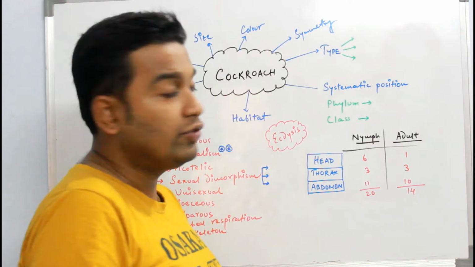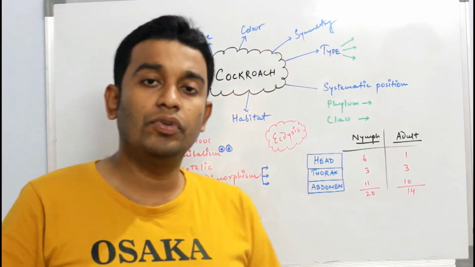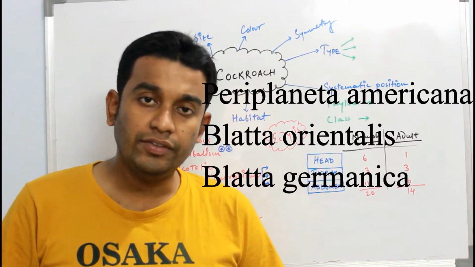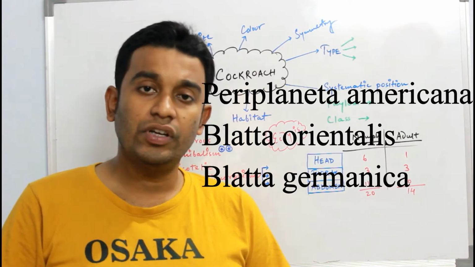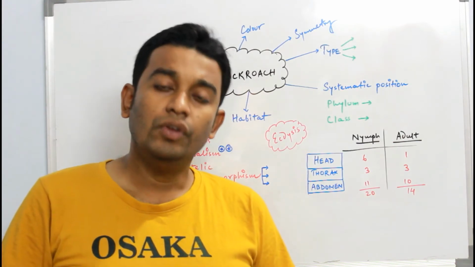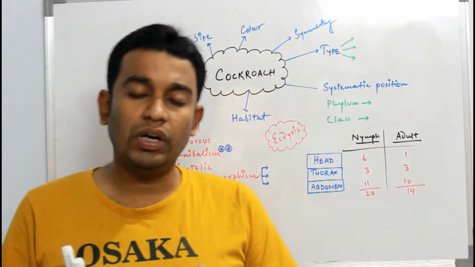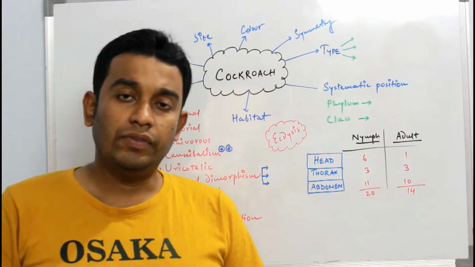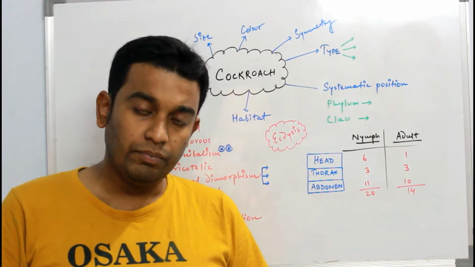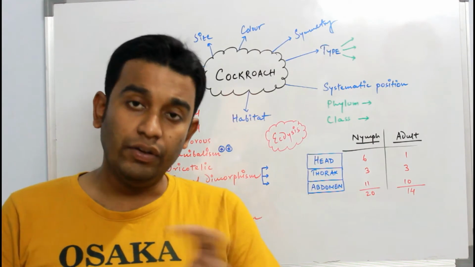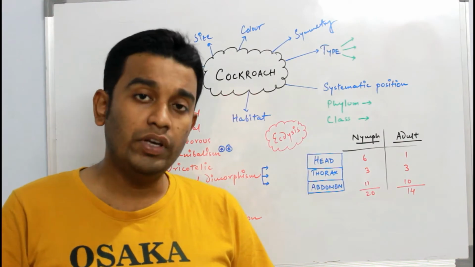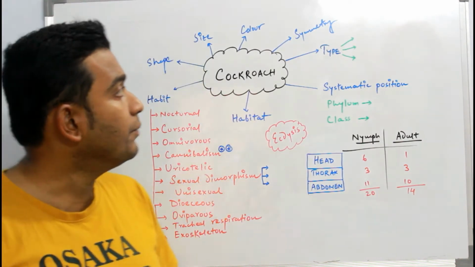Second, if we talk about the types, basically we have 3 types of cockroach available: Periplaneta americana, Blatta orientalis, and Blattella germanica, out of which the most available, the largest of all, is Periplaneta americana. In our discussion, whatever systems we talk about as far as the cockroach is concerned, the prime focus will be on Periplaneta americana only. But nevertheless, the names of the other species are equally important for your competitive exams.